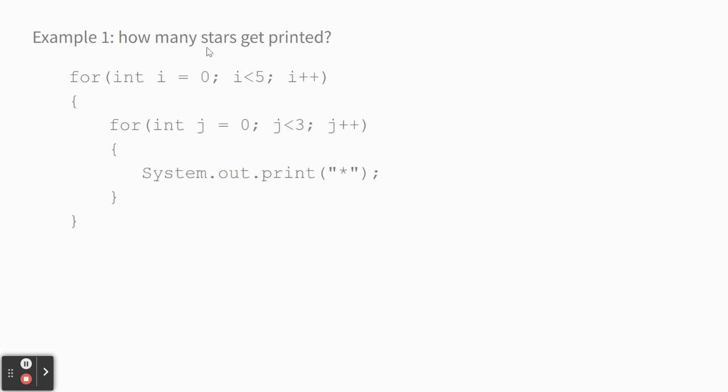Let's look at this. This has got a for loop where i is going from 0 to 4 and j is going from 0 to 2. And it's just printing a star without a new line. So see if you can look at that code and figure out how many stars are going to get printed. Don't say it out loud.